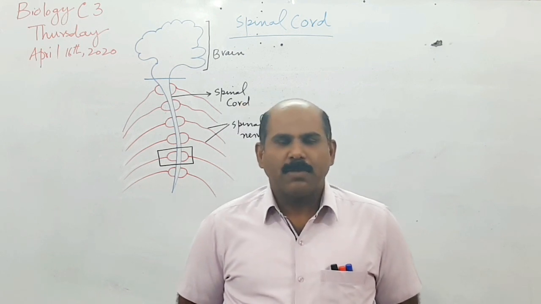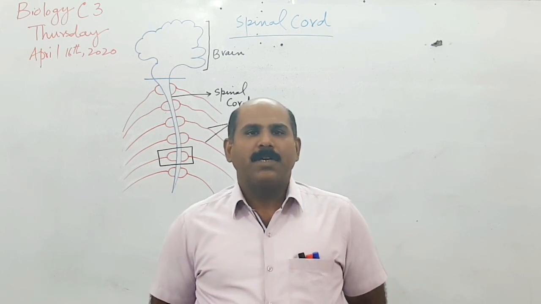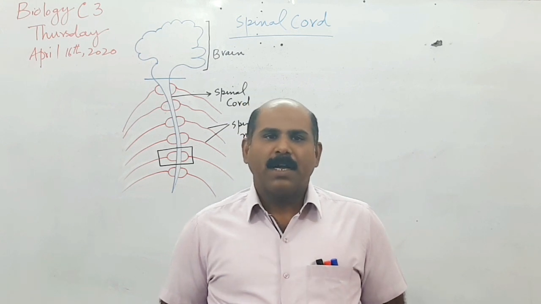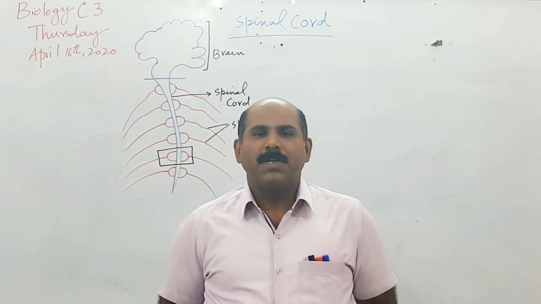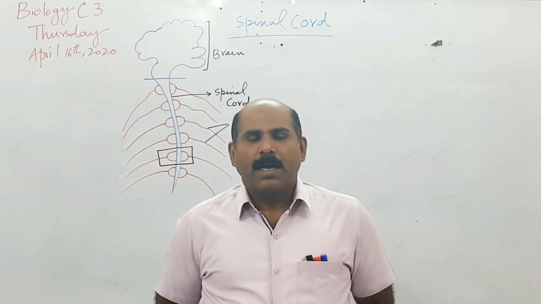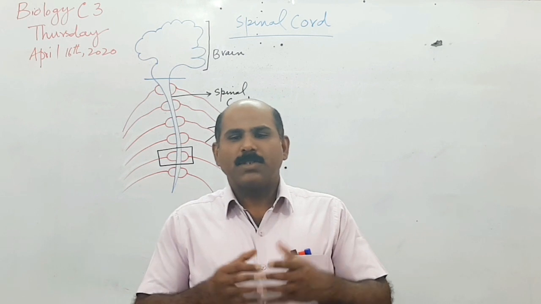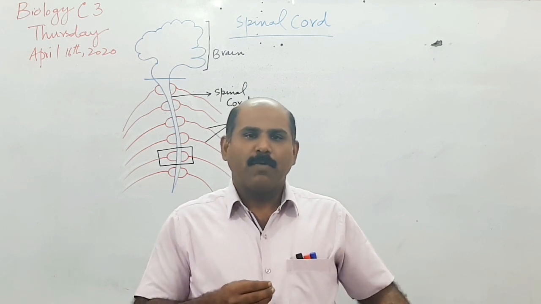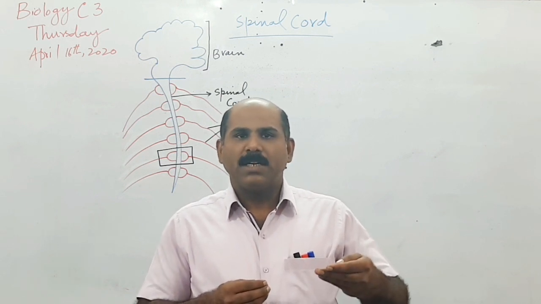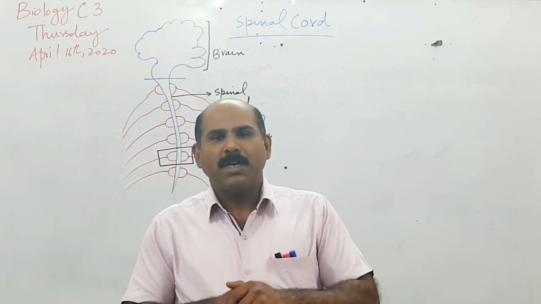So today we are going to discuss the second part of the central nervous system, and the second part of the central nervous system is the spinal cord. The spinal cord has a very important role because all the information which is coming from the different body parts is coming through the spinal cord.